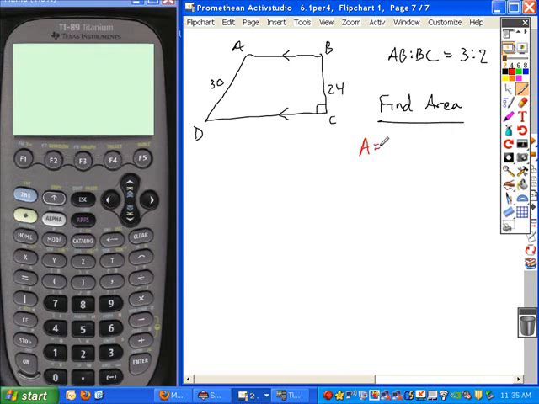You can start with the area formula. Area formula for a trapezoid is what? 1/2 the sum of the bases times the height of the trapezoid. Okay, so do we know any of these values yet?